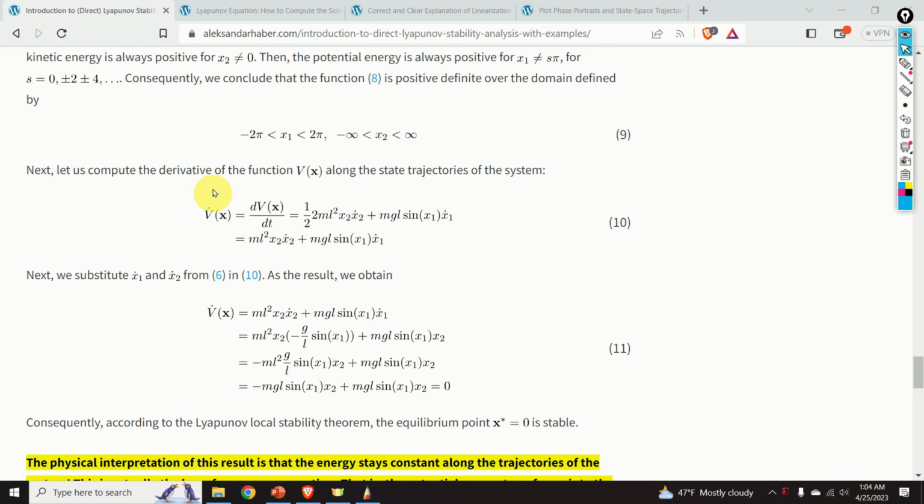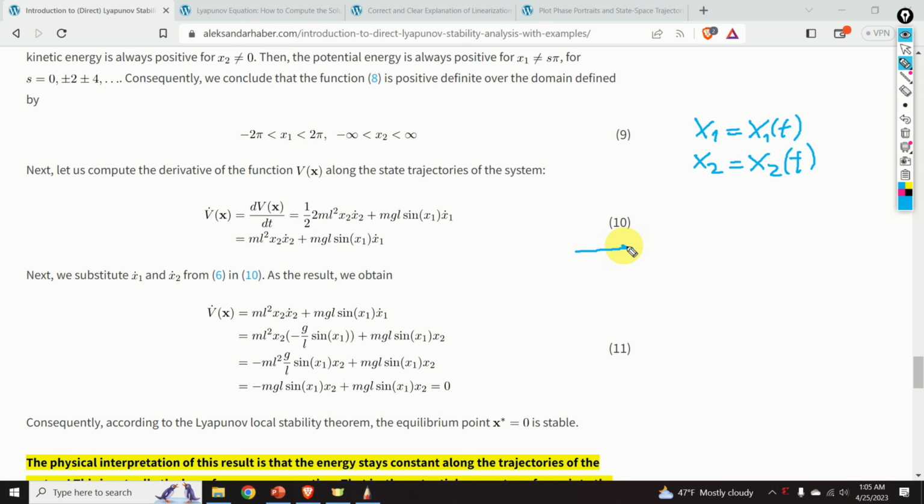Next, let us compute the derivative of V of x along the state trajectories. Again, here we assume that x1 and x2 are actually functions of time. And keep in mind this when computing the first derivative. So let's see what happens. Over here, what do I have?